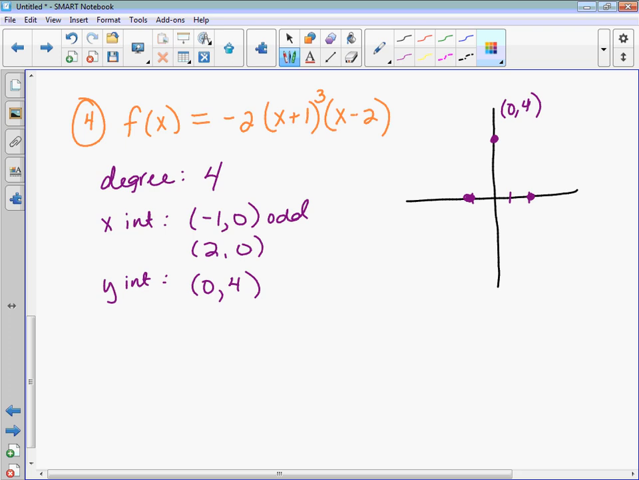Guys, do you have those 3 points? What are your ends doing on this one? Both go down, right? Did you say they're frowning? Yes. So I know I've got down and down. The only thing else I have to deal with then is the odd multiplicity. So what is happening at negative 1? Like squiggles, right? So you can't just go straight through. You've got to make a little something. That's terrible.